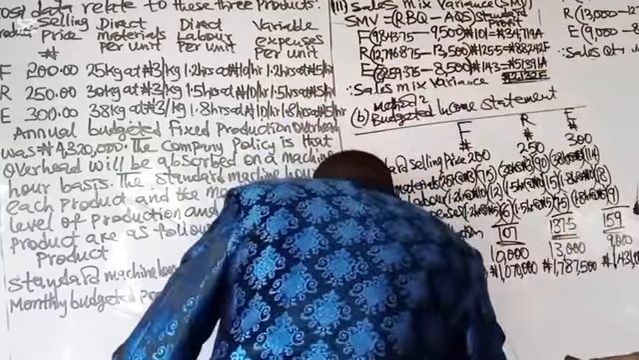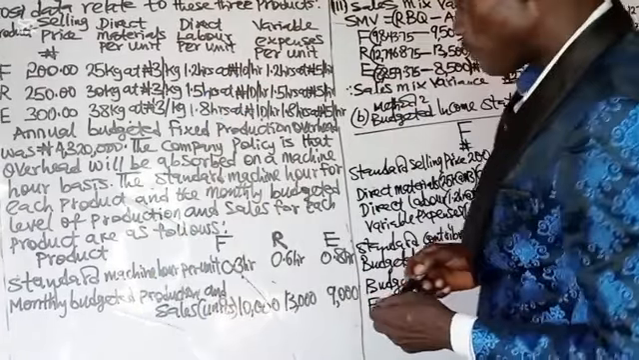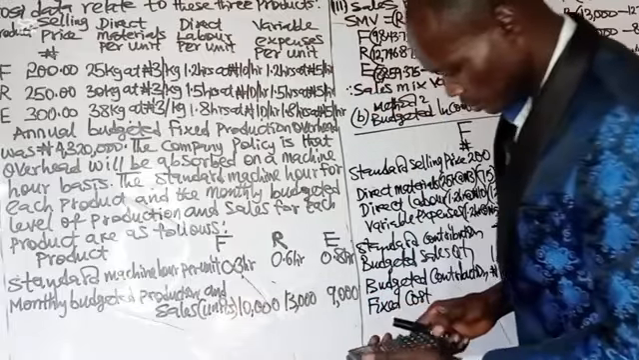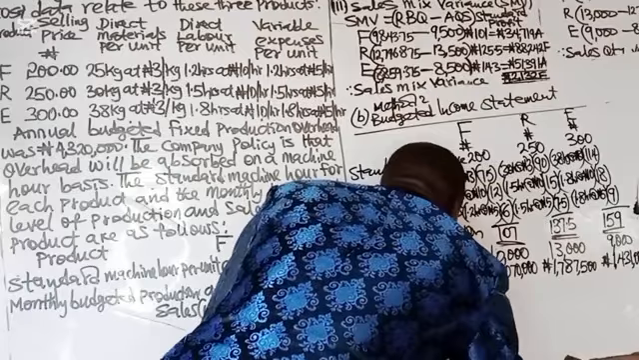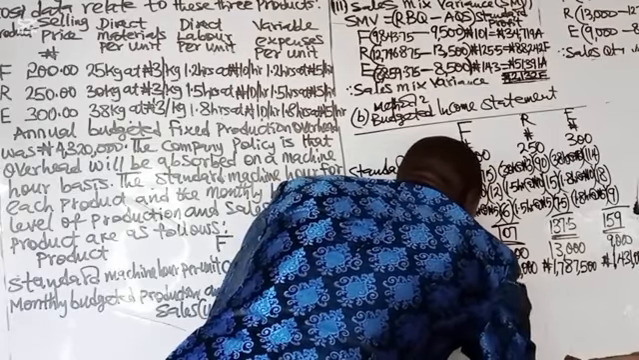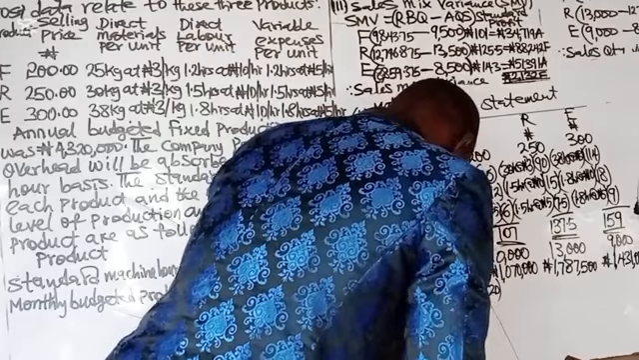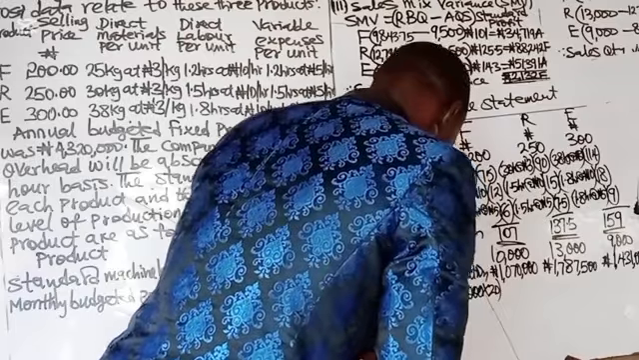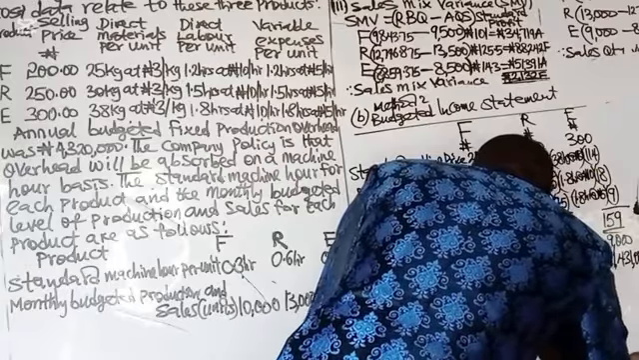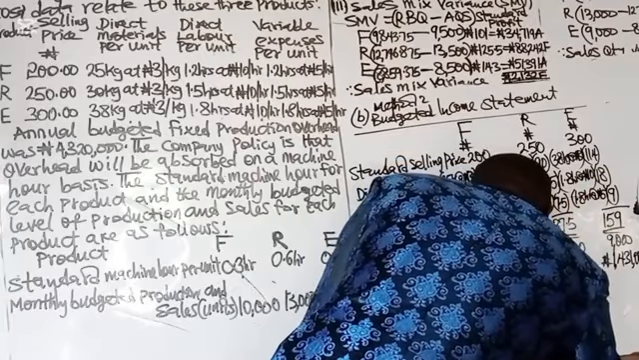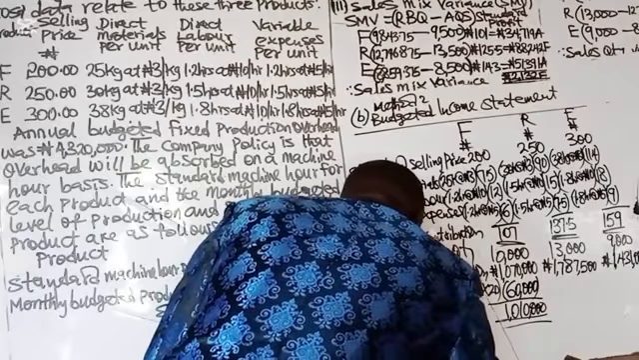You now deduct your fixed cost. Our fixed overhead absorption rate is still 20 naira as calculated earlier. 0.3 times 10,000, that is 3,000, times 20. That gives us 60,000. If you deduct 60,000 from 1,070,000, you'll be left with 1,010,000. That is the budgeted profit.